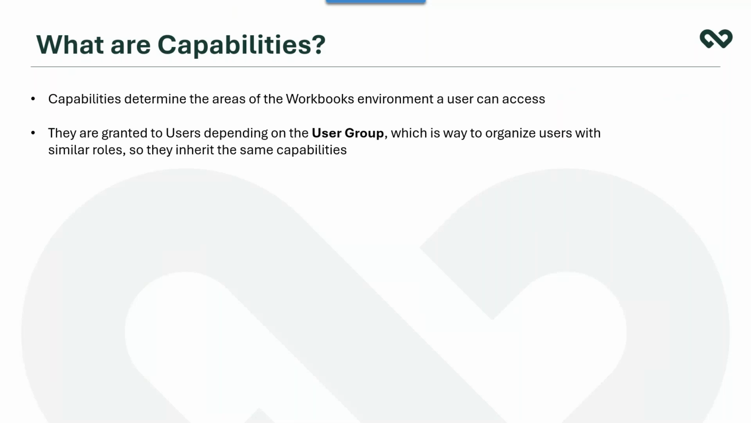Rather than assigning a long list of capabilities to each individual user, Workbooks organizes them into user groups based on typical roles within teams. If a user belongs to multiple groups, they don't just get capabilities of one group. They receive all the capabilities from every group they are a member of. These capabilities are cumulative, which means they build up and combine rather than replace each other. So if a user is in 2 or 3 groups, they will get a full set of capabilities from each of those groups together.